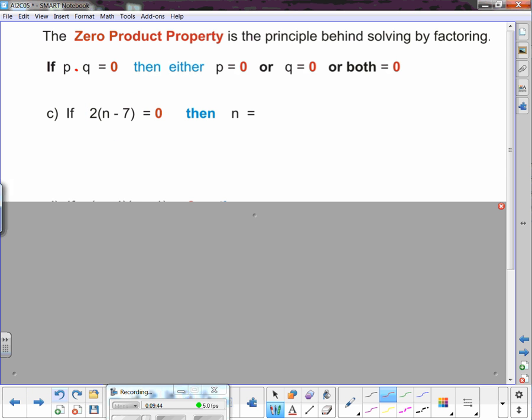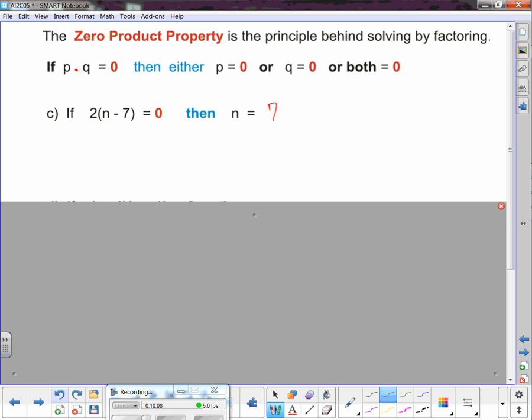Therefore, we conclude that n must equal, I didn't hear 0. I usually do, but it's not 0, is it? No. N must equal, what did I hear? 7, right? N's got to be 7.